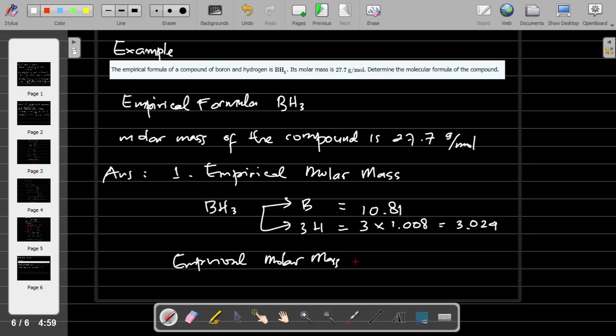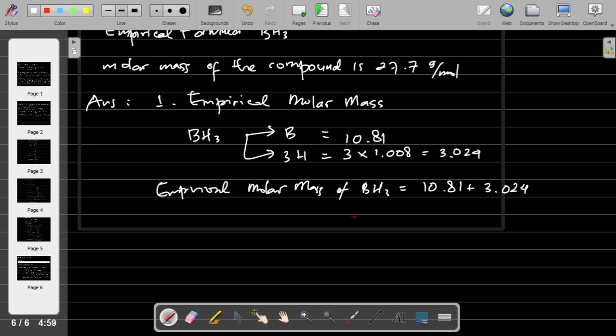Now the empirical molar mass of BH3 is equal to this plus this: 10.81 plus 3.024. Then the answer is 13.834 grams per mole. So this is the empirical molar mass.